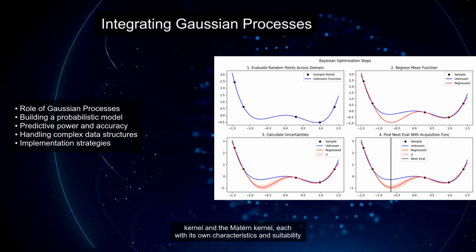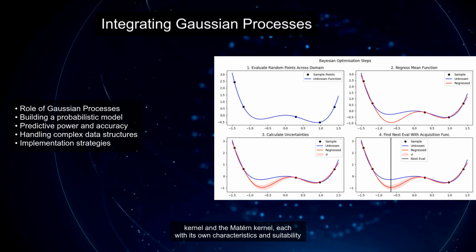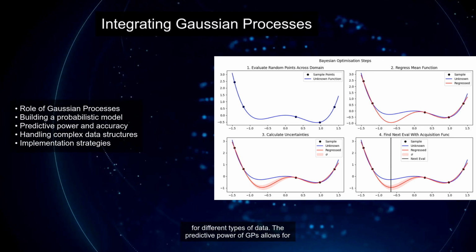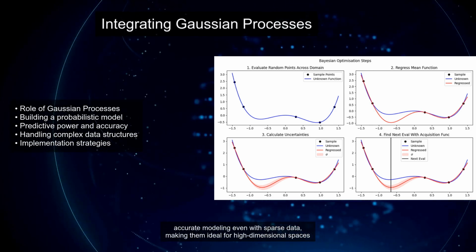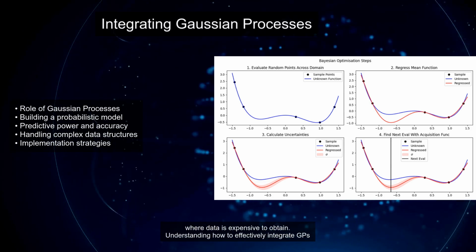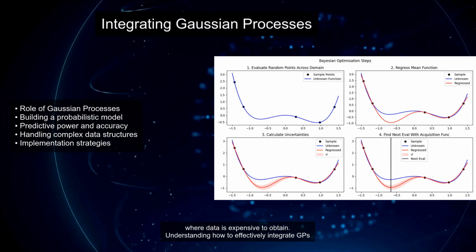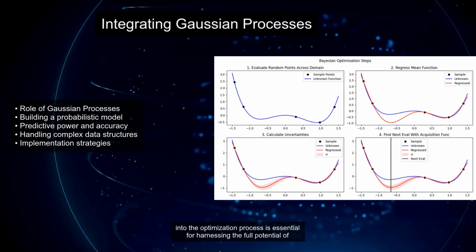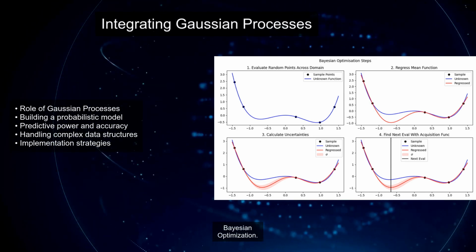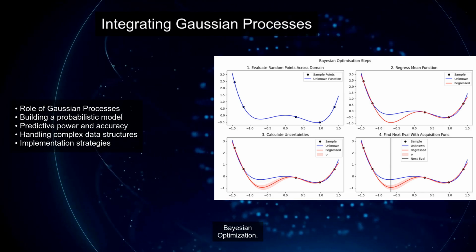Common choices include the radial basis function, RBF, kernel and the Matérn kernel, each with its own characteristics and suitability for different types of data. The predictive power of GPs allows for accurate modeling even with sparse data, making them ideal for high-dimensional spaces where data is expensive to obtain. Understanding how to effectively integrate GPs into the optimization process is essential for harnessing the full potential of Bayesian optimization.